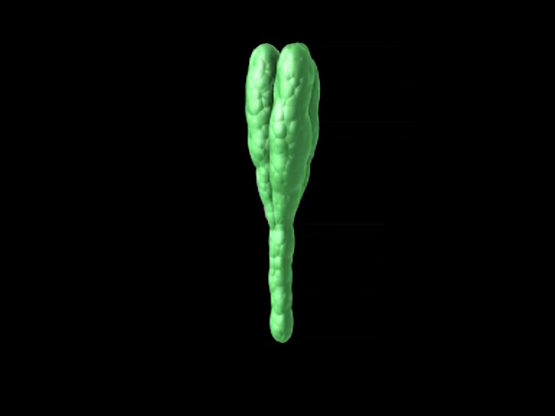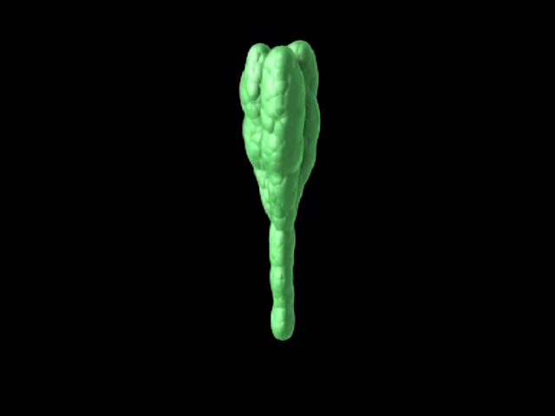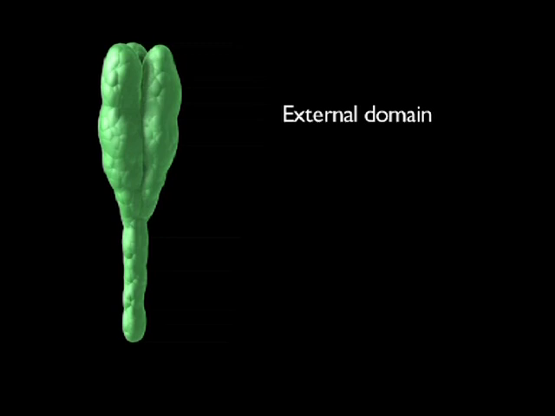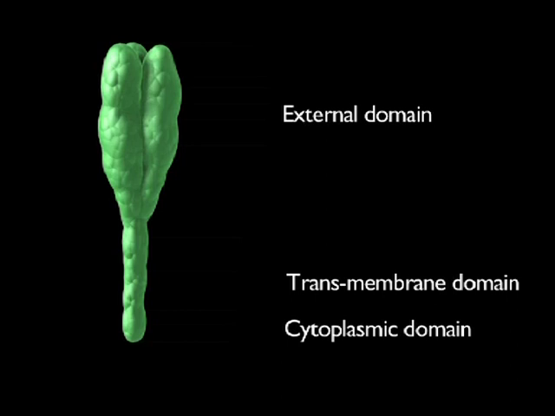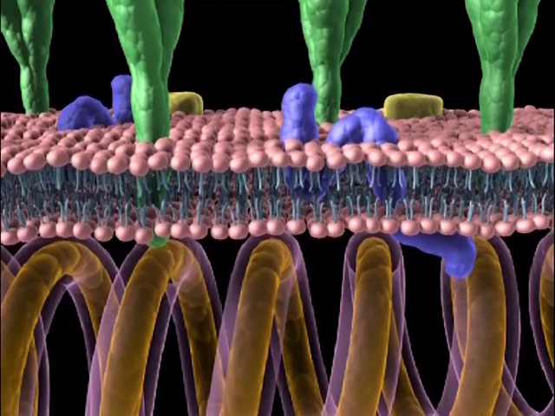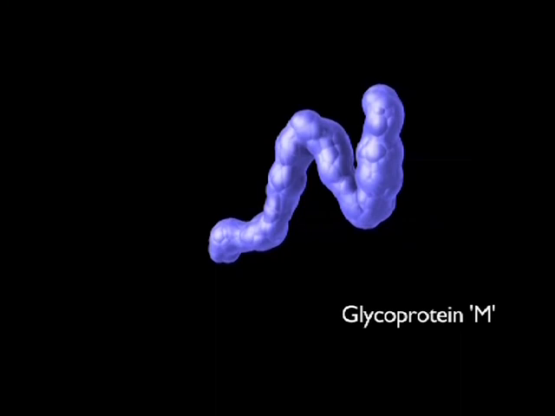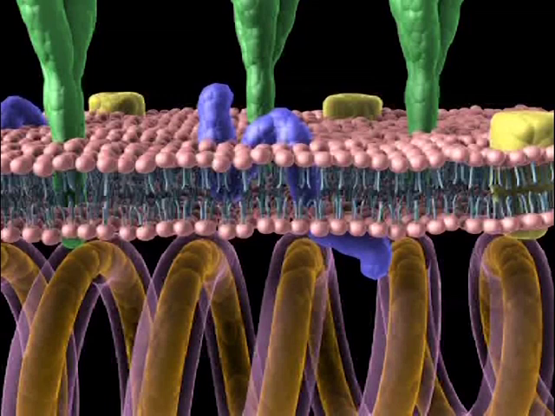S can be divided into three structural domains. A large external domain, which is responsible for binding to specific cell receptors, a transmembrane domain, and a short cytoplasmic domain. The envelope also contains the transmembrane glycoprotein M. M spans the lipid bilayer three times. Only a short domain of M is exposed on the exterior of the viral envelope. The rest is located in and under the lipid bilayer.